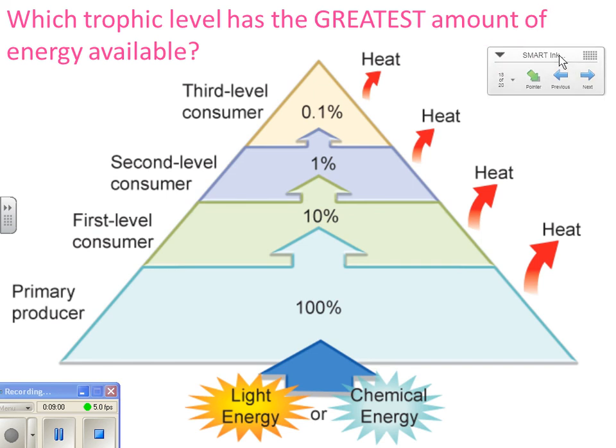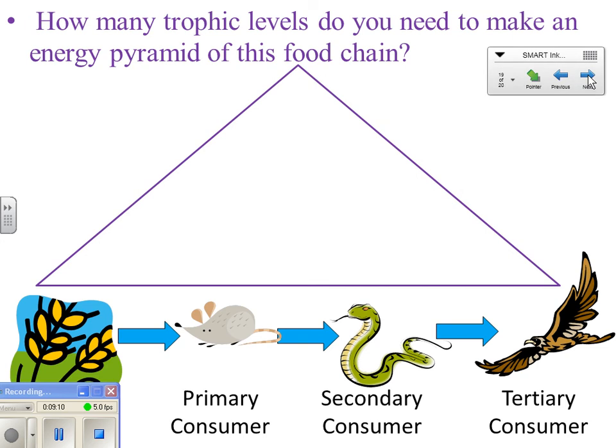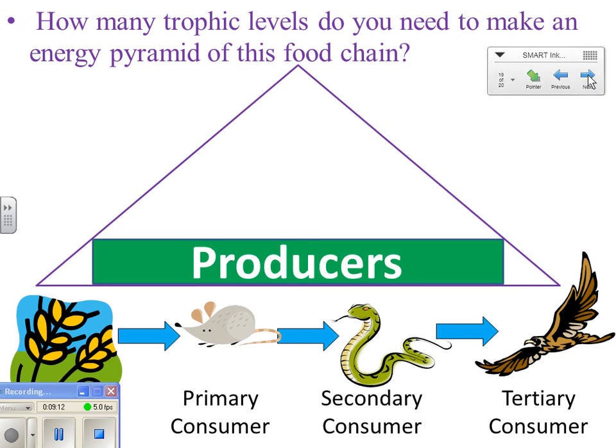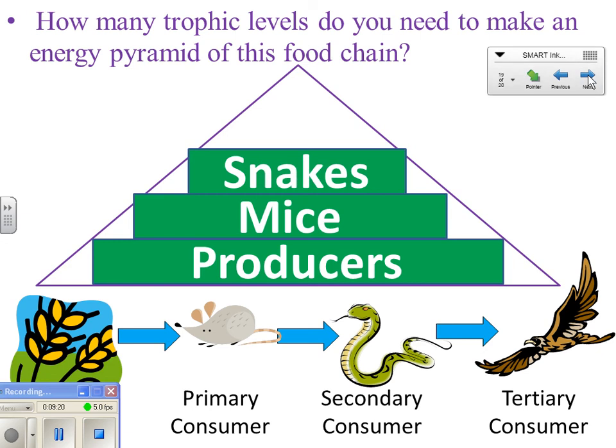What trophic level has the greatest amount of energy available? If you said producers, you were correct. Let's look at it again. Producers have the greatest amount of energy. As we go up the trophic levels, we lose 10%.